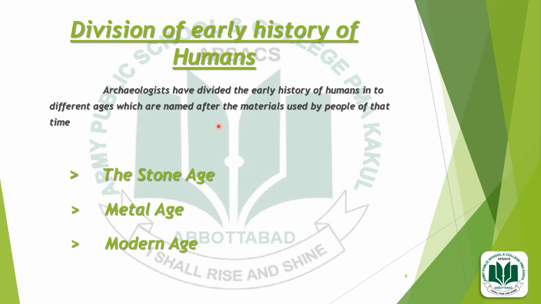Students, now we are going to discuss the division of the early history of humans. We will define the history of humans in different eras or phases. Archaeologists have divided the early history of humans into different ages which are named after the materials used by people of that time. These early ages of humans are, the first one, the Stone Age, second, the Metal Age, and the third one is the Modern Age, or current age, of humans.